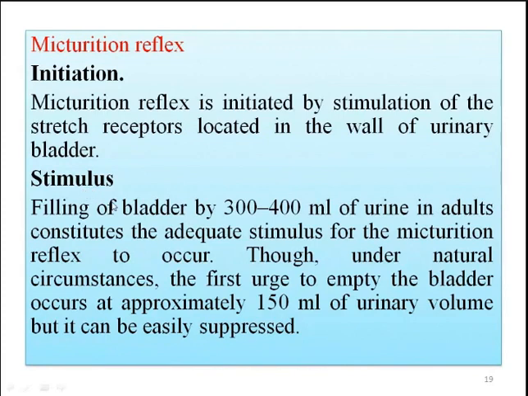Then the stimulus: filling of the bladder by 300 to 400 ml of urine in adults constitutes the adequate stimulus for the micturition reflex to occur. Under natural circumstances, the first urge to empty the bladder occurs at approximately 150 ml of urinary volume, but it can be easily suppressed. So when the bladder is filled with around 150 ml, we may feel an urge to urinate, but that can be easily suppressed. But when the urinary volume is more than 300 to 400 ml, strong micturition contractions begin to appear, and we feel that we have to micturate.